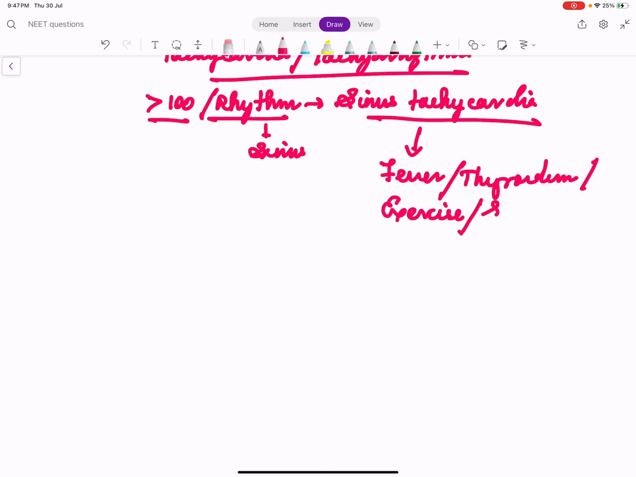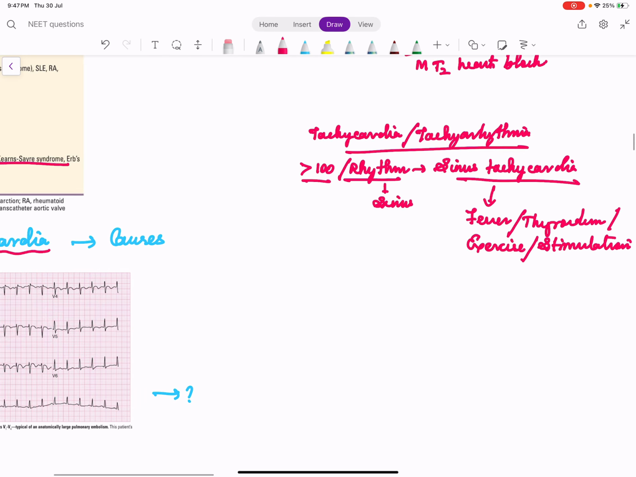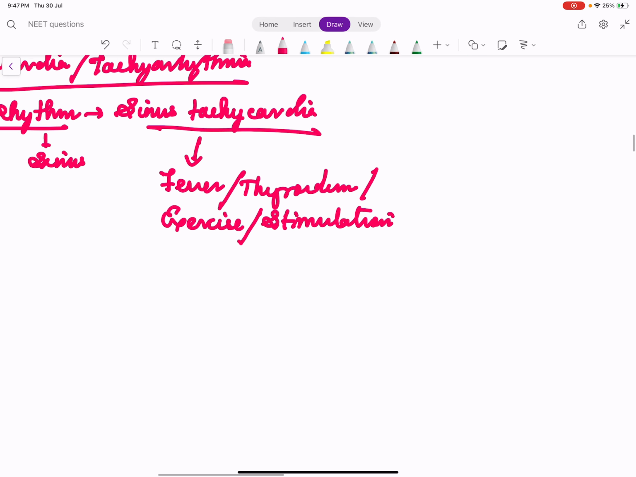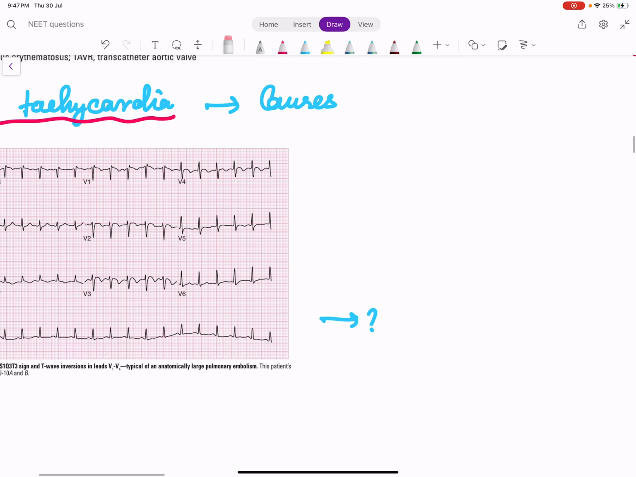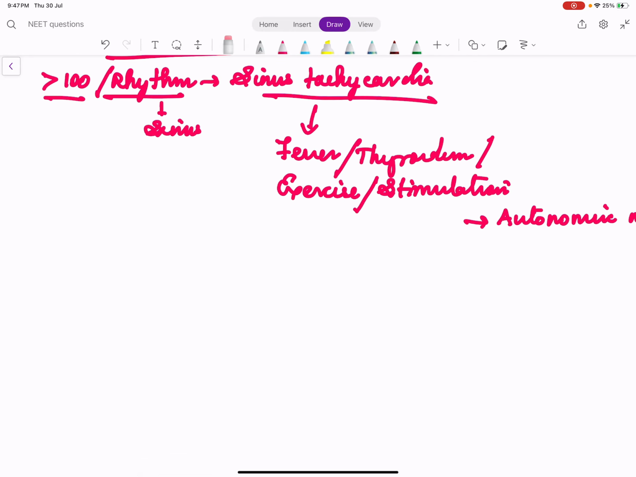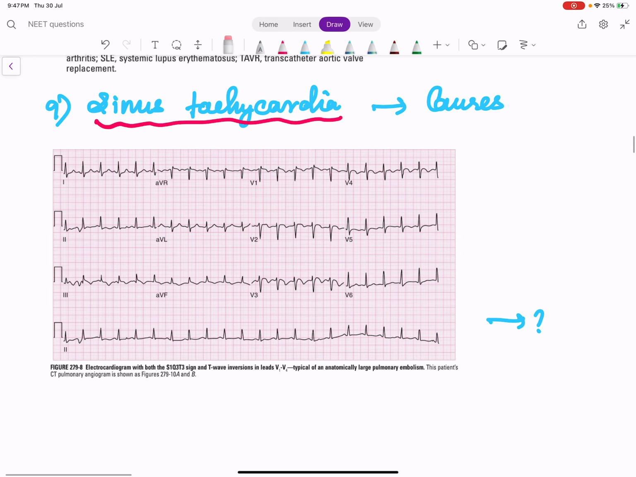So following any stimulation or emotion. Okay, so this is sinus tachycardia. Of course, sinus tachycardia can be pathological. Like without any reason, if the patient has tachycardia, you always think of autonomic neuropathy, like in diabetes. So the name is given for that, POTS, postural orthostatic tachycardia syndrome. So we are not discussing that here. So sinus tachycardia usually is physiological. Only few diseases are associated.